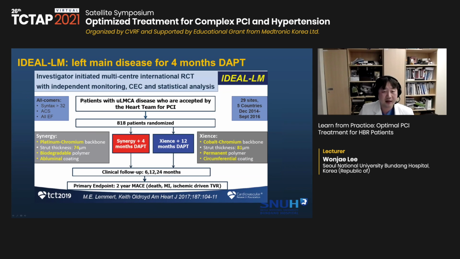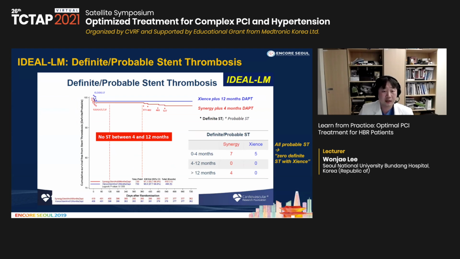This is the design of IDEAL-LM, which evaluated left main disease with a 4 months DAPT strategy. So basically, this trial compared Synergy with 4 months DAPT and Xience with 12 months DAPT. Since there was a difference in stents, it was a little bit hard to interpret the result, but it definitely showed some concern. The red line here is Synergy plus 4 months DAPT. You can see that after 1 year, you see 4 events of definite stent thrombosis, which raises concern that in left main disease, maybe shorter DAPT might still be dangerous.